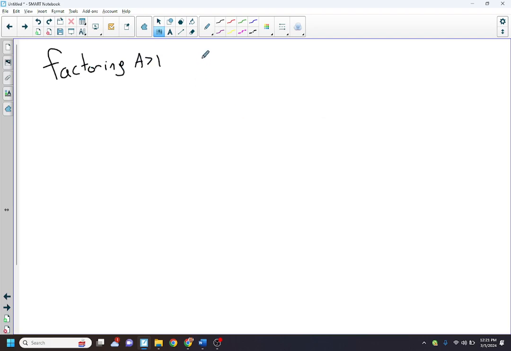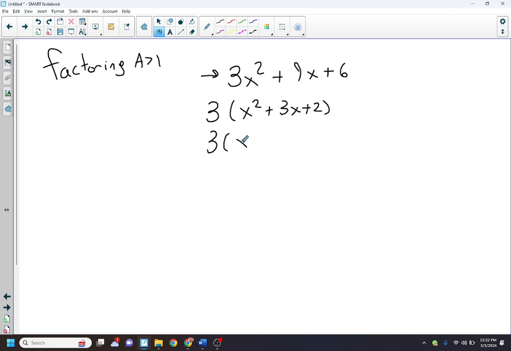So the first one is going to be where we could GCF. So for example, 3x squared plus 9x plus 6. Always look if you could GCF. And in this situation, I could take out a 3. x squared plus 3x plus 2. Because I could take out the GCF, then I just make my factors.